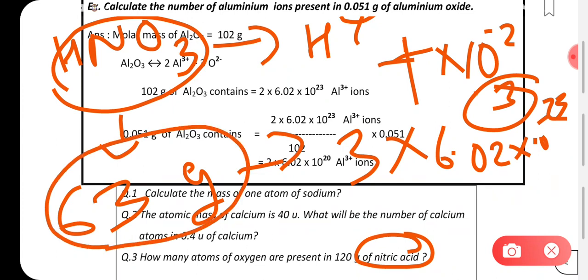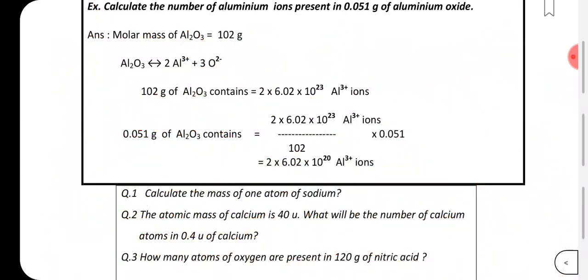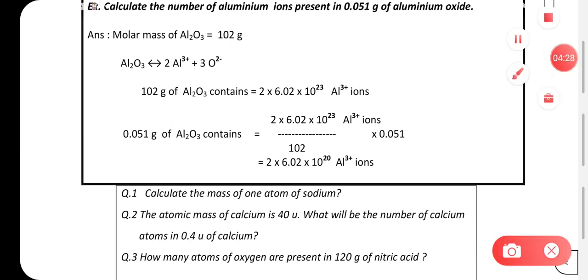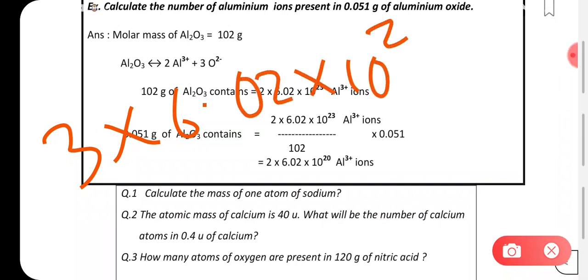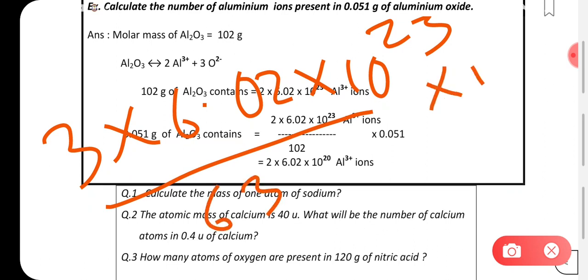So if 63 grams has this many, in the question they are asking for 120 grams. 120 grams, it will be how much? Do the normal mathematical procedure. For 120 grams, it will be 3 into 6.02 into 10 power 23 divided by 63 multiplied by 120. This is what you have to do and you will get the answer. Finally, what calculation you have to do? 3 into 6.02 into 10 power 23, divided by 63, multiplied by 120. For 120 grams they are asking, so multiplied by 120.